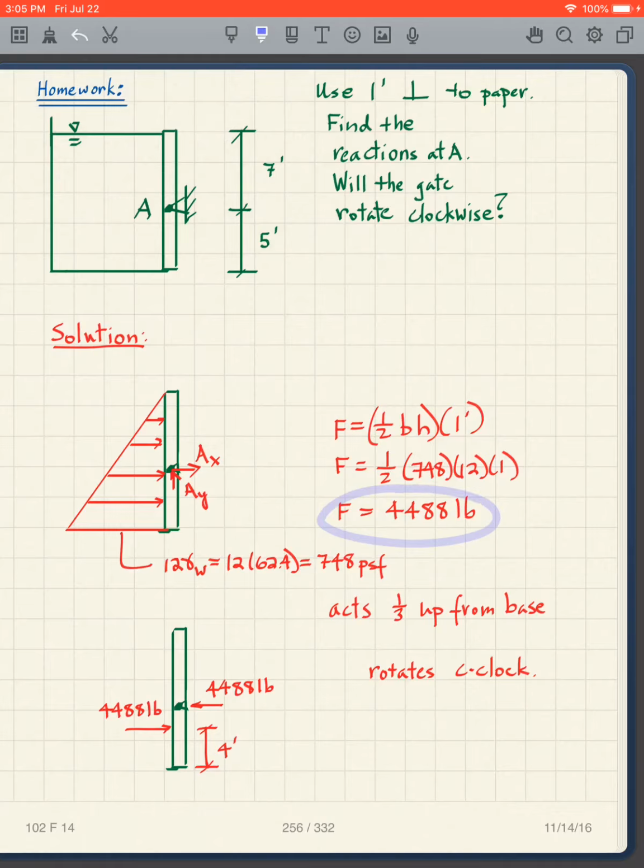So we end up with F is equal to 4488 pounds. Now where is it? It's going to be right here. Well, what does that mean? That means that this gate is going to rotate in this direction, which is clockwise, or sorry, counterclockwise. And so it's not going clockwise, it's going counterclockwise. It rotates counterclockwise.